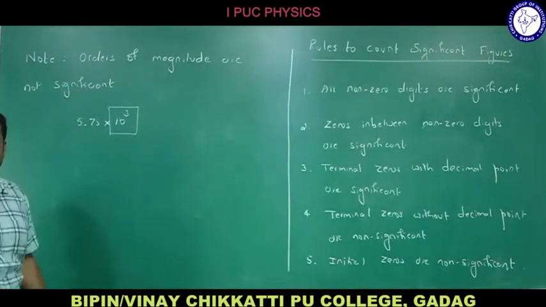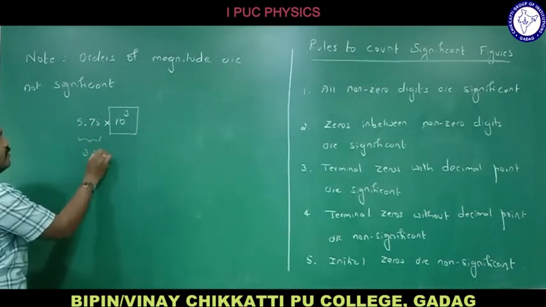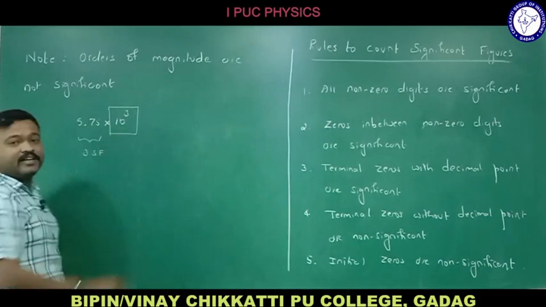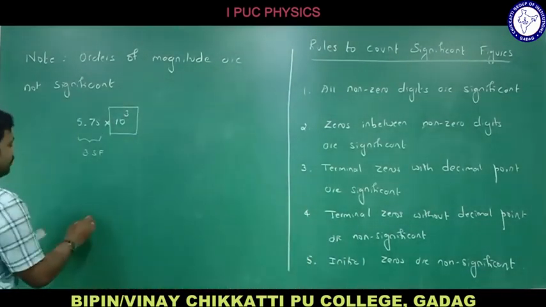So how many significant figures are there? 1, 2, 3. There are 3 significant figures in this number, and this order is not significant. Do remember this. Let me take another example.